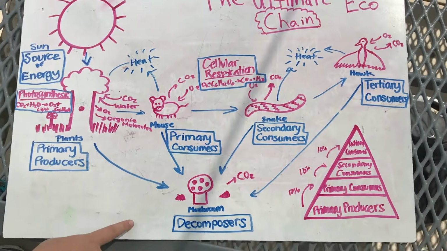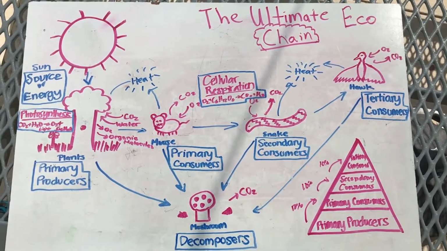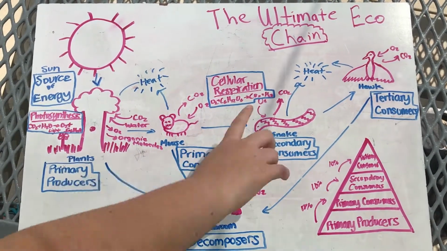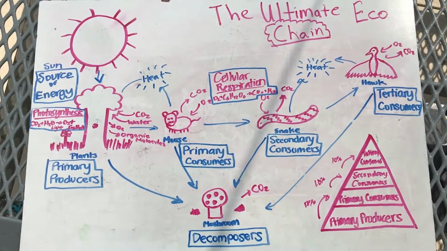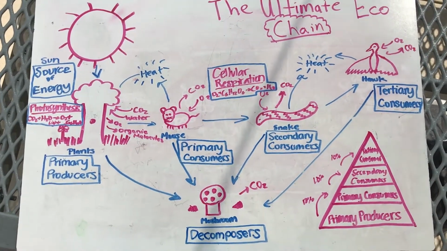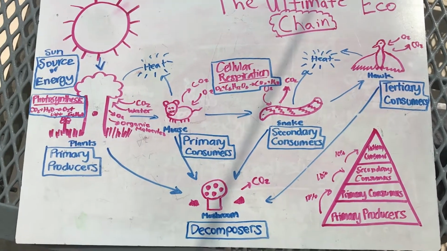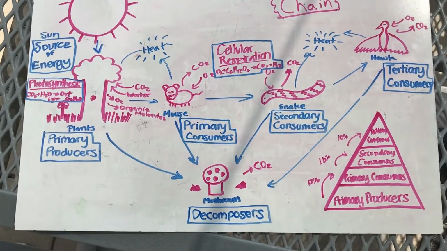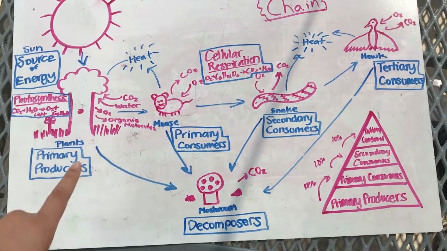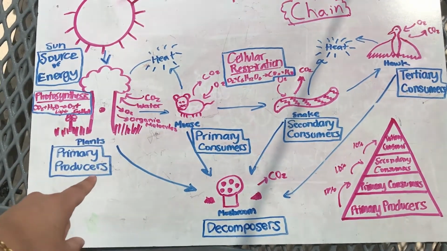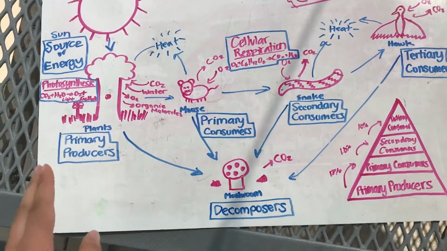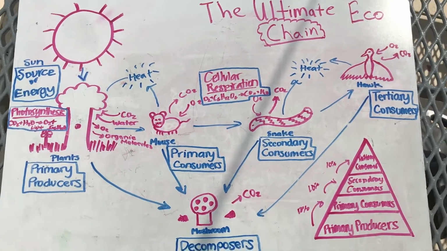And finally, we have decomposers, which will take energy from the producers and the consumers in here. The decomposers take the excess energy that is not consumed by other organisms up the chain and break it down into organic molecules that the tree, the primary producer, can use again in the process of photosynthesis to create energy for the whole chain.